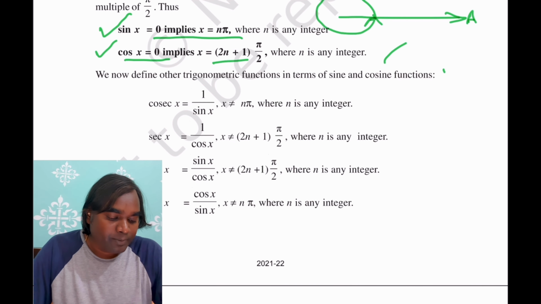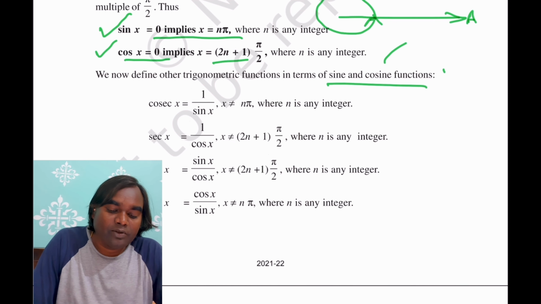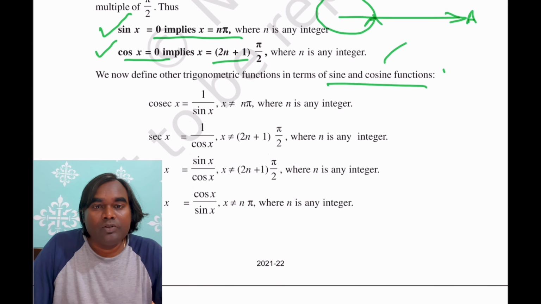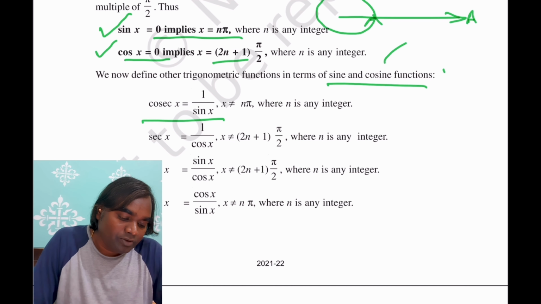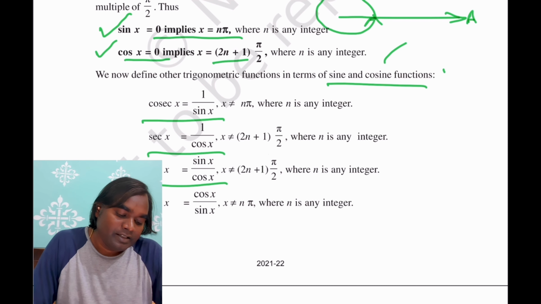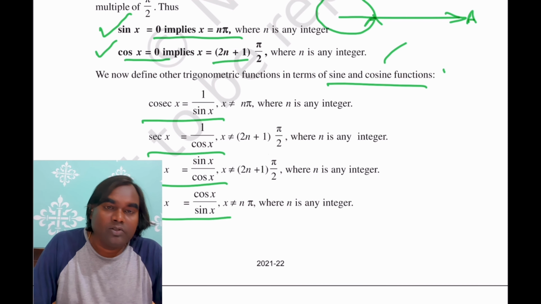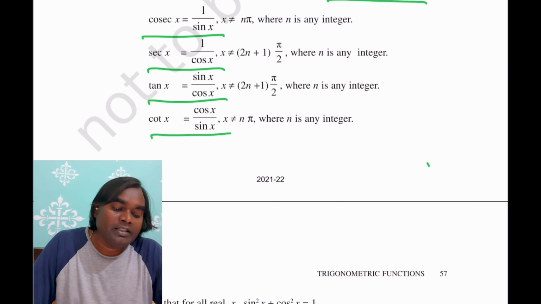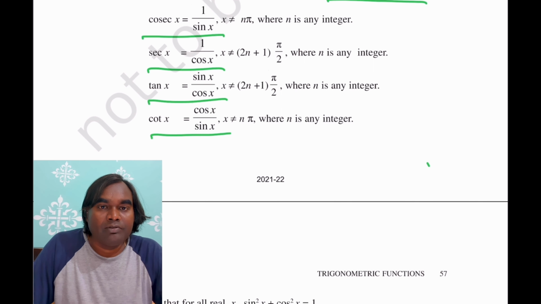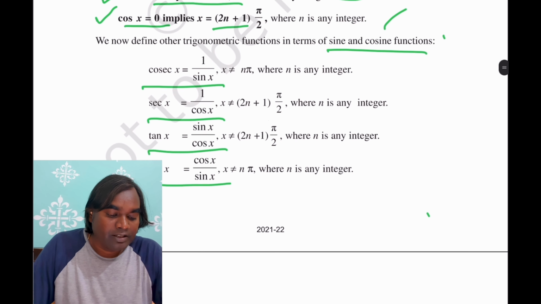Now we define other trigonometric functions in terms of sine and cosine functions. So you know cosec x is equal to 1 by sin x, sec x is equal to 1 by cos x, cot x is equal to 1 by tan x, and cot x is equal to cos x by sin x. So these are also important.